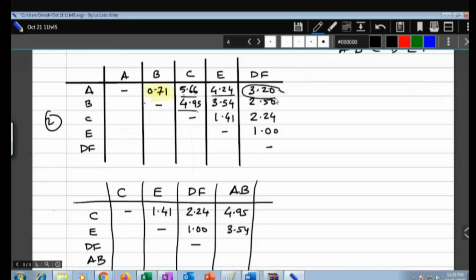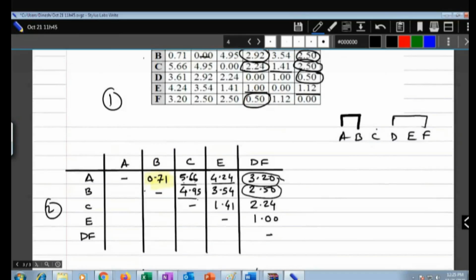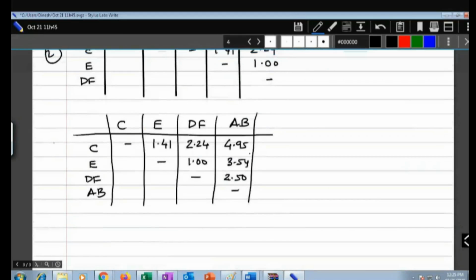DF to DF dash, and DF to AB: DF to A is 3.2 and DF to B is 2.5. Which one will you receive here? It will be 2.50, and then ultimately AB to AB will be dash. Now what did the dendrogram look like? AB and DF.